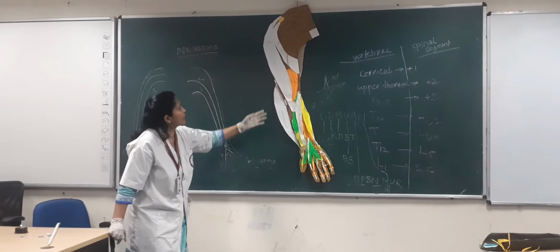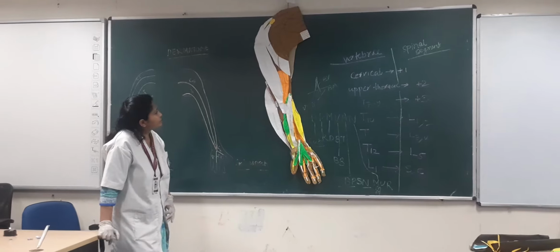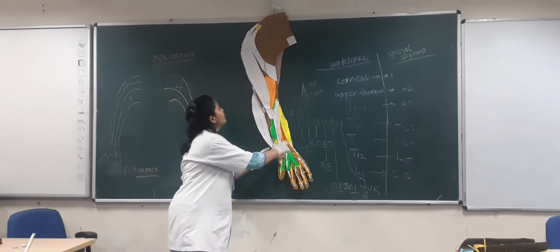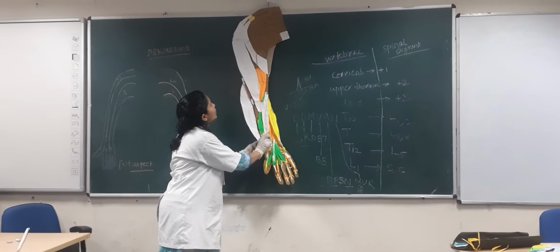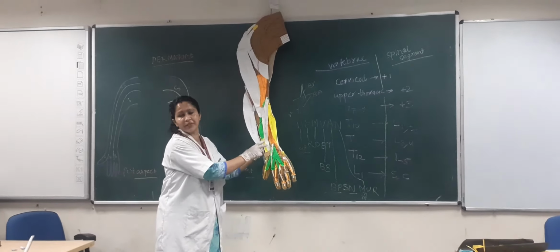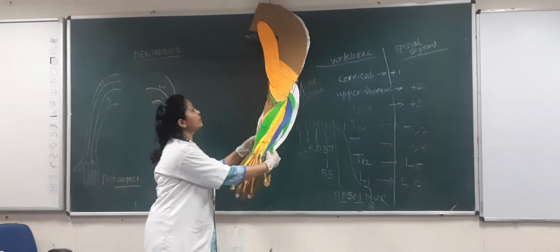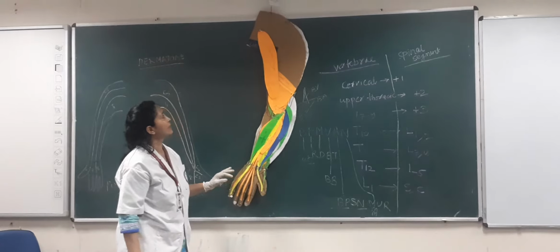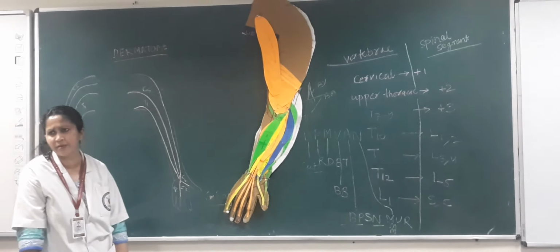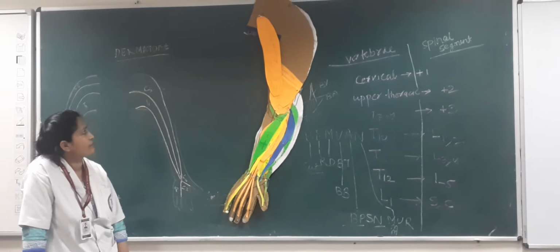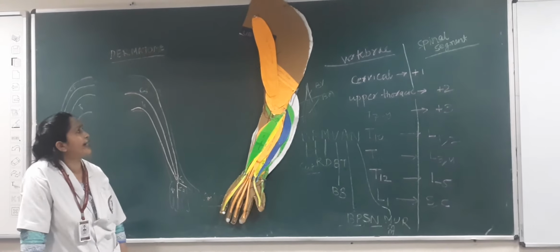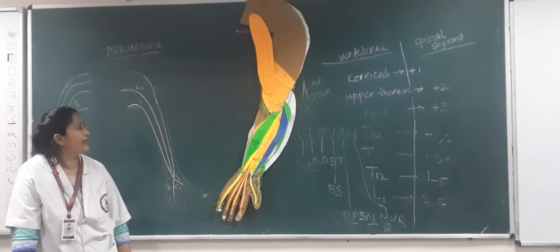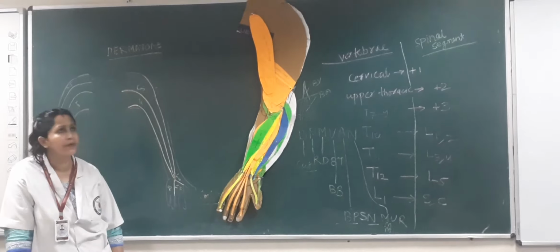ठीक है. Now coming to it, it is supplied by the musculocutaneous nerve. Now coming to the extensor aspect, there is only one muscle, that is the triceps. It has three heads: the long head of triceps, the lateral head and the medial head.